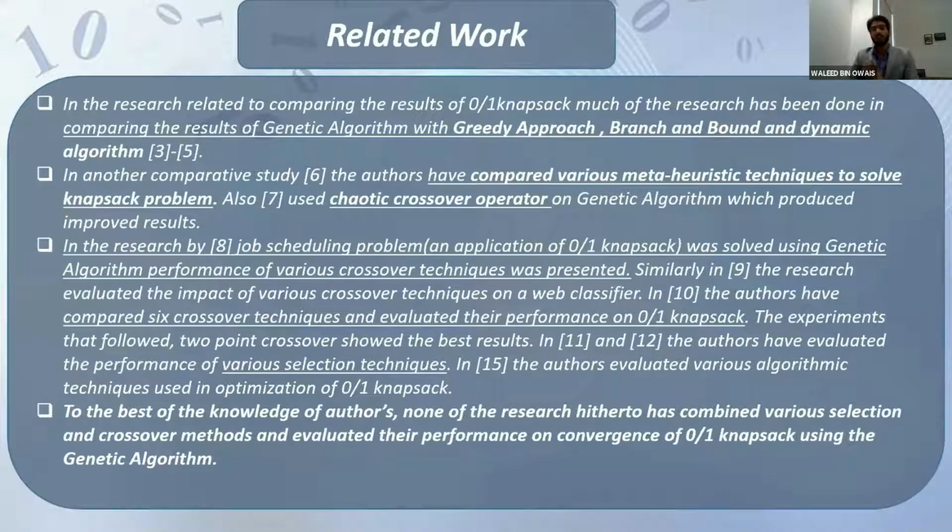So as you can see, the general trend in genetic algorithm vis-a-vis 0-1 knapsack has been that researchers focus on what particular crossover technique, or selection method, has an impact on the convergence or the optimal solution. To the best of our knowledge, no such research has been done hitherto which evaluates what happens if this crossover technique and this selection technique are mixed, and what is the impact of different combinations of crossover and selection methods. So this is what we will be doing today.